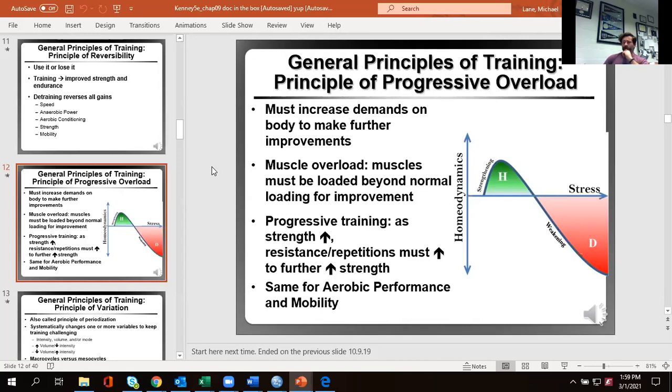Absolutely, we can add weight. What else can we do? We can add reps to the same weight. Yep, we can decrease rest. Yes, we can increase the time under tension, so we can purposely try to control the eccentric for a longer period of time, so the lowering phase of the lift, so that we're under the bar for a longer period.